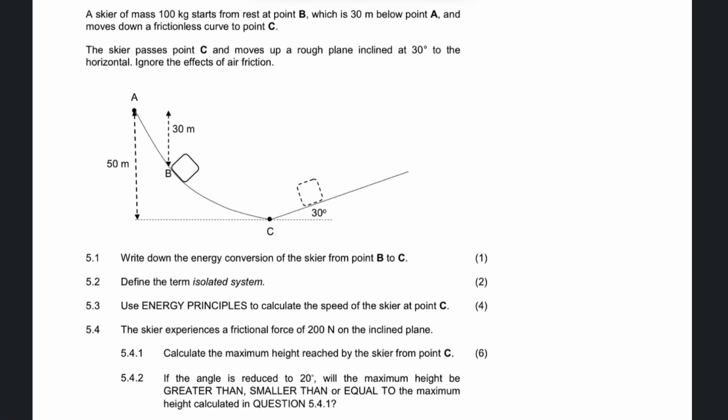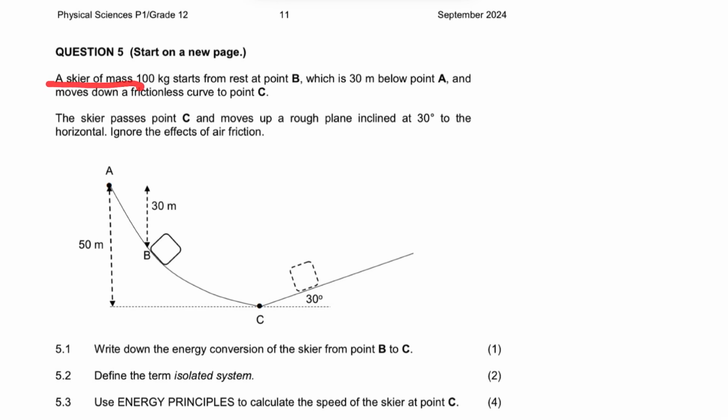Let's cut to the chase. It says a skier of mass 100 kilograms starts from rest. Very important information: starts from rest. That means the initial velocity is 0 at point B, which is 30 meters below point A. And it moves down a frictionless curve, that means no friction there, to point C. So that section is frictionless and there is no other force.